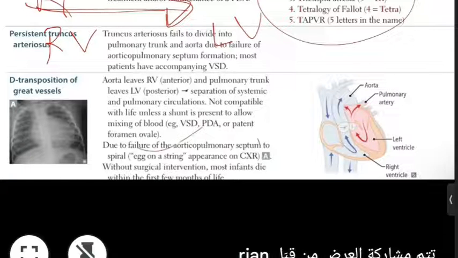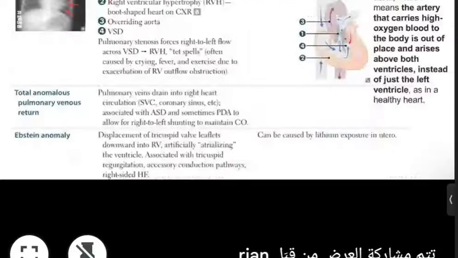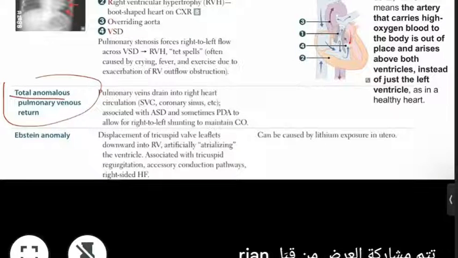The first one, all of them is 5T, okay? To remember them, they are the 5T. All of them begin with the letter T. So truncus arteriosus, the first one. The second one, transposition of the great vessels. You have tricuspid atresia. You have the tetralogy of Fallot. And you have total anomalous pulmonary venous return, which we will talk about, okay?